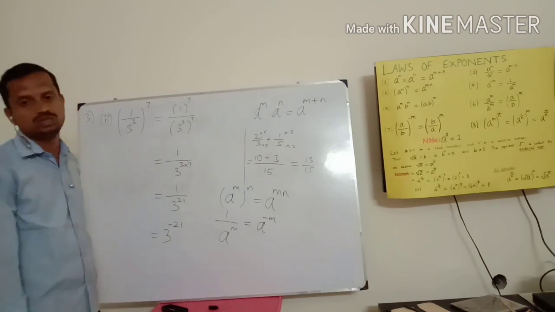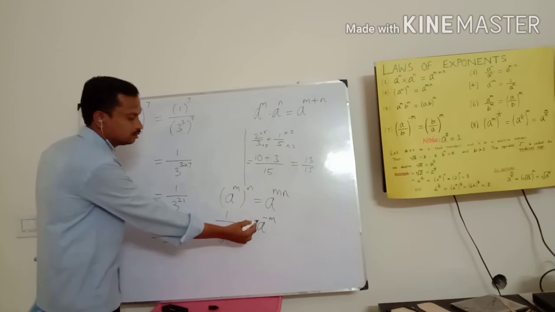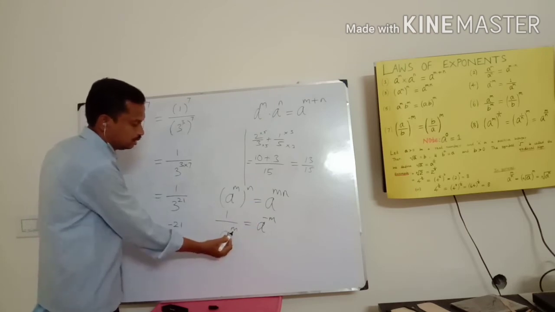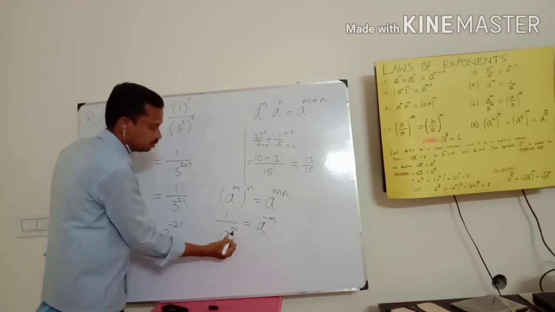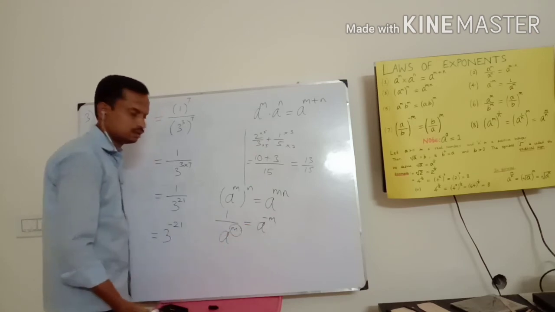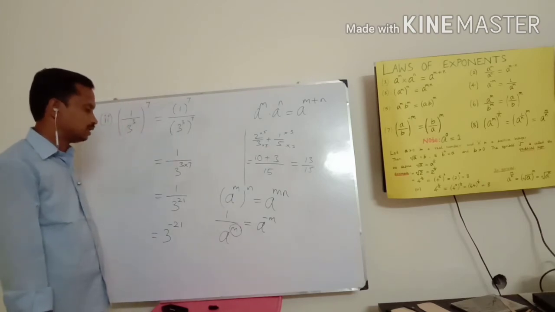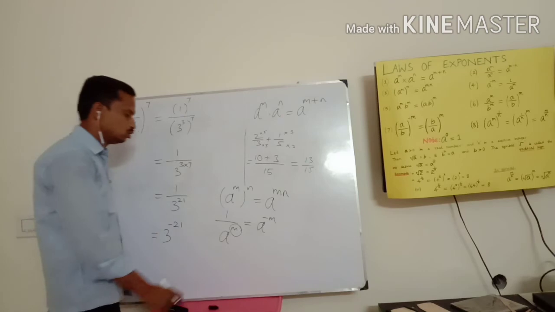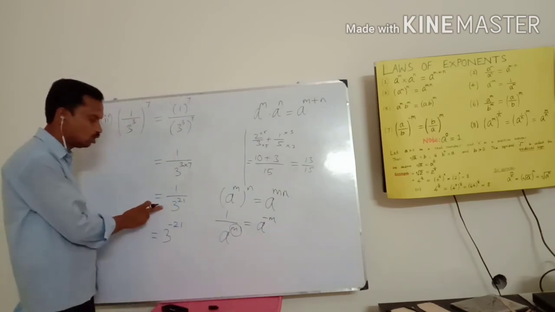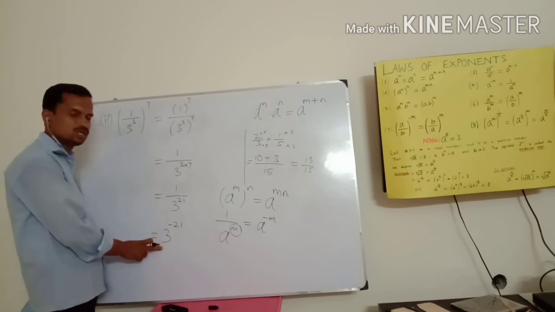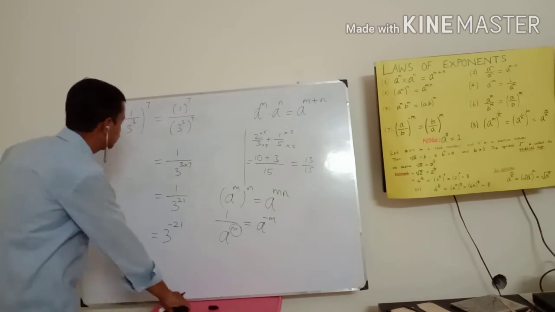So there you can see in the chart also. So 1 by a power m, if you want, you can change it to a power minus m. The sign of the exponent m changes, and when you write like this, it becomes minus m. So a power minus m. So here also 1 by 3 power 21 becomes 3 power minus 21. And now next question.